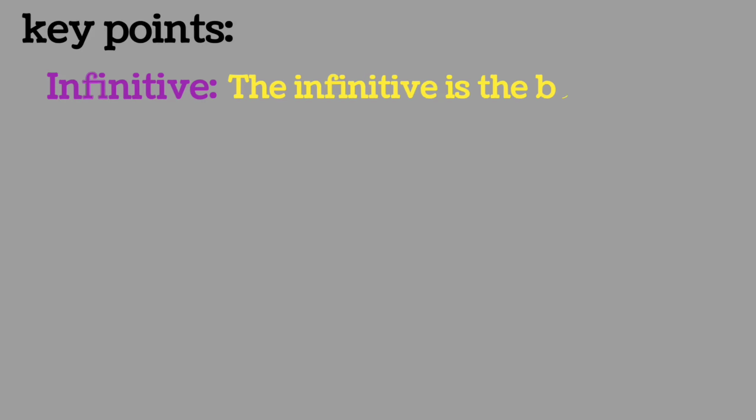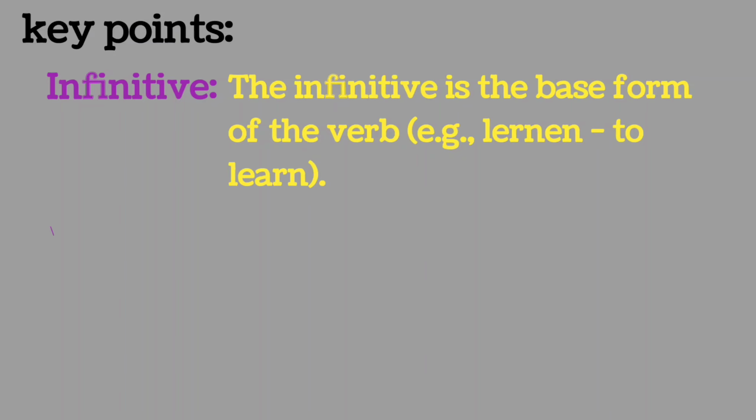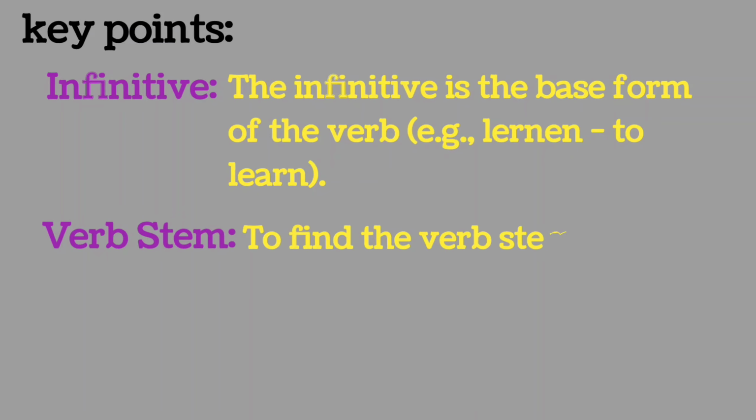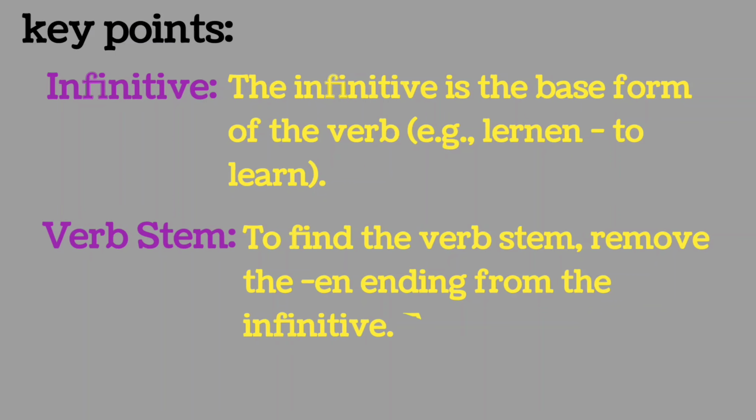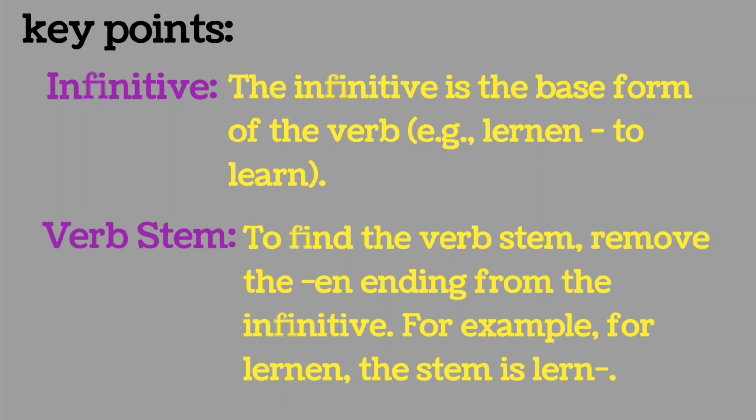Key points. Infinitive. The infinitive is the base form of the verb. Verb stem. To find the verb stem, remove the en ending from the infinitive. For example, for lernen, the stem is lern.